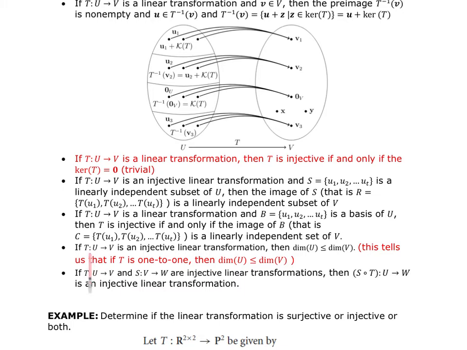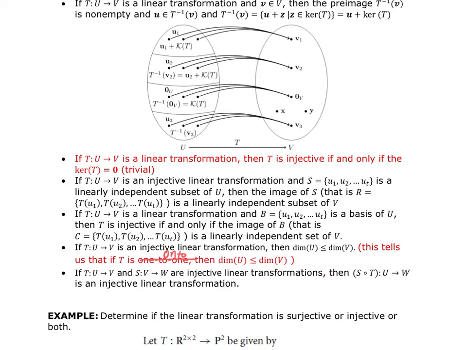Now, if the transformation is an injective linear transformation, then the dimension of my domain is less than or equal to the dimension of my codomain. This tells us that if T is onto, then the dimension of U must be less than... that actually should say onto, not 1 to 1. So it should be onto, because this is onto. So also look at dimensions. If the dimension of U is larger than the dimension of V, then we know that it is not going to be an injective linear transformation. So that's another check that we can do.